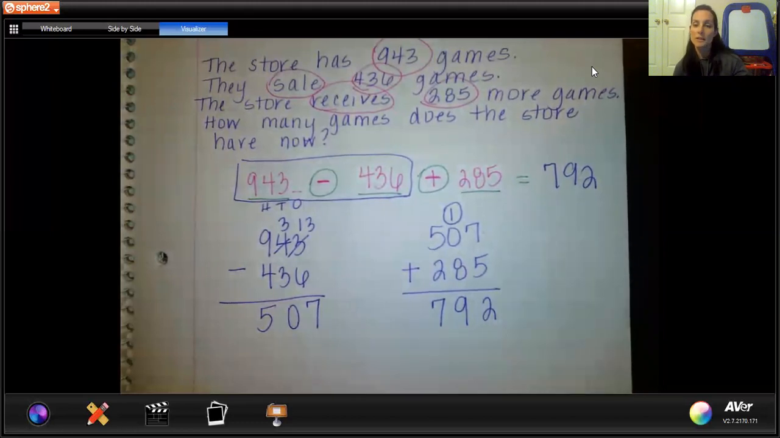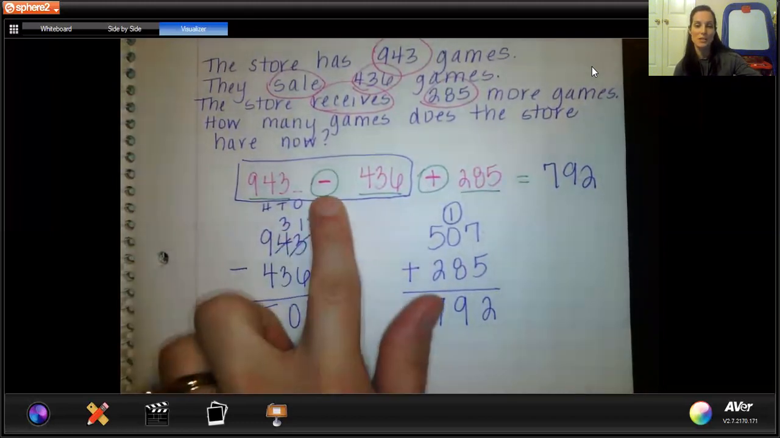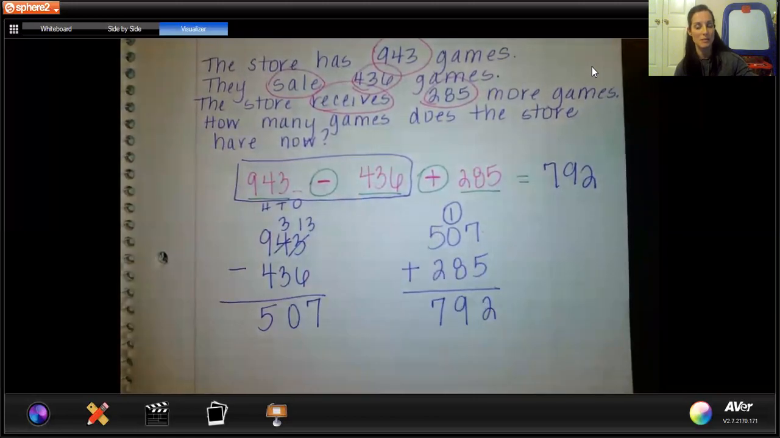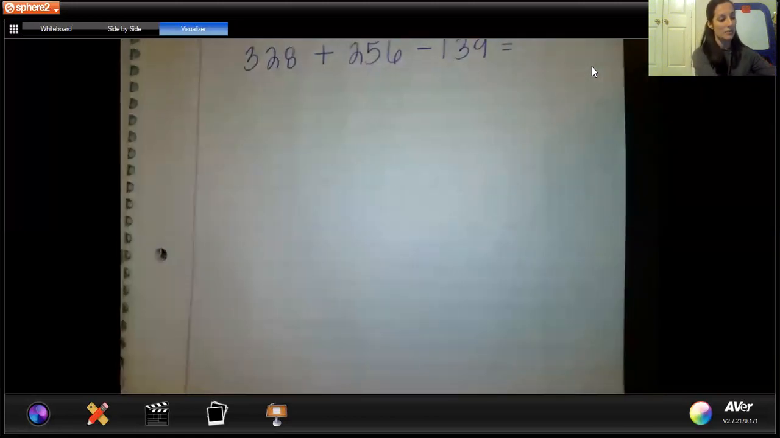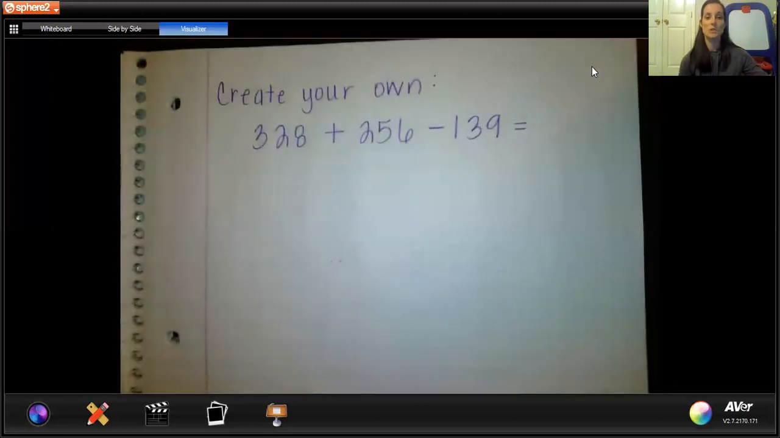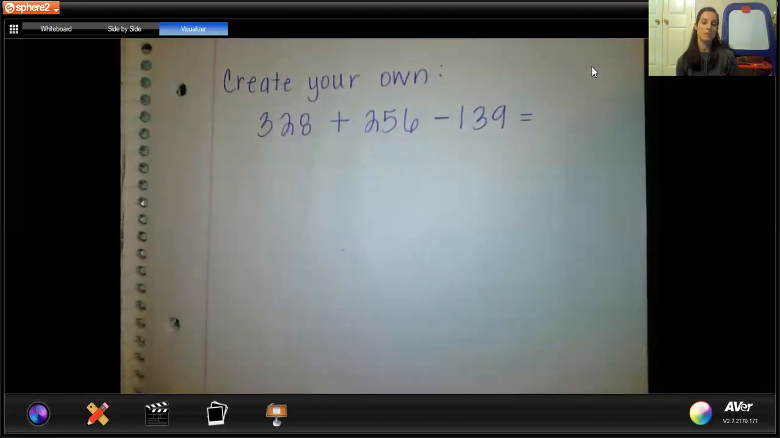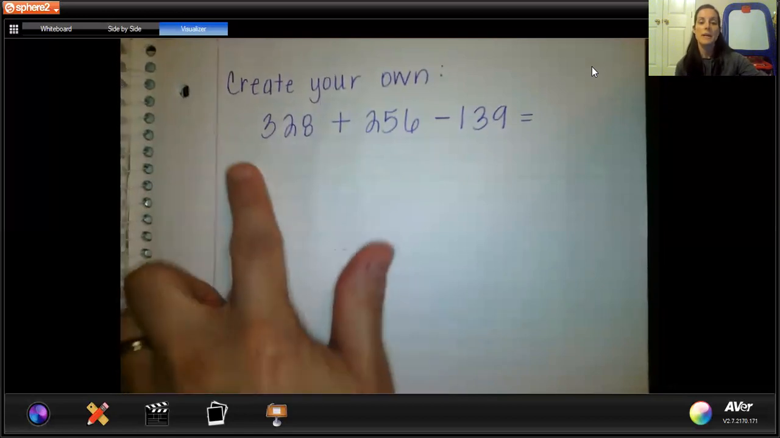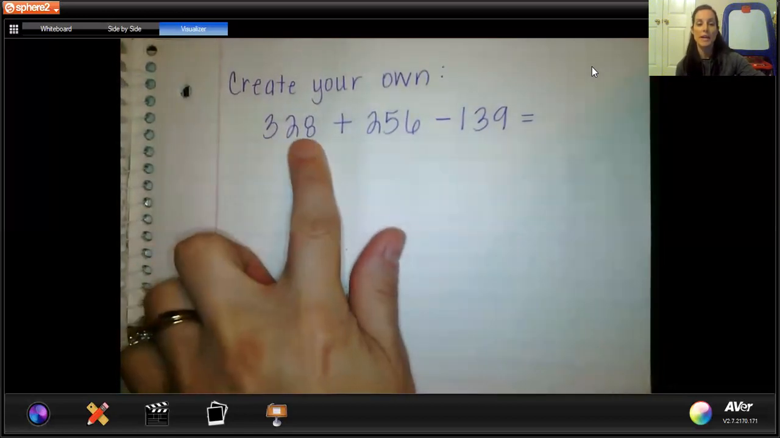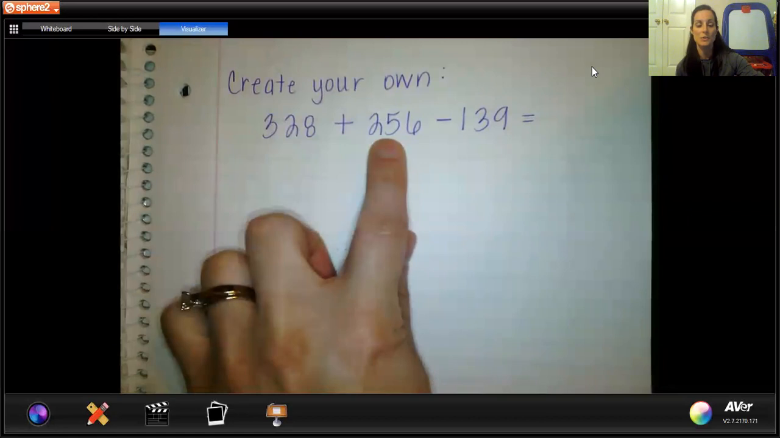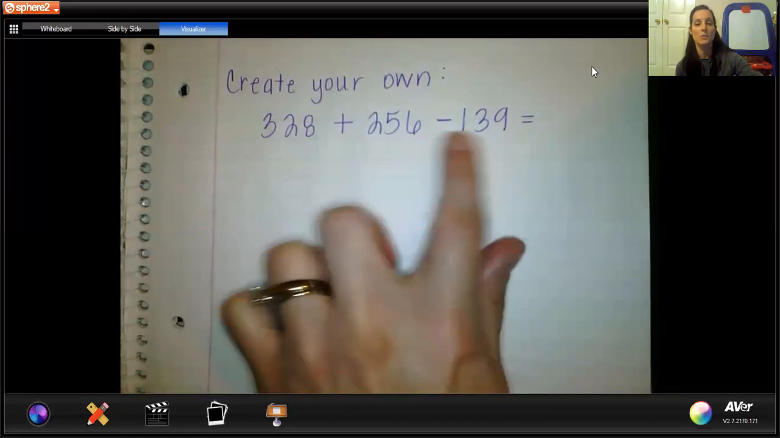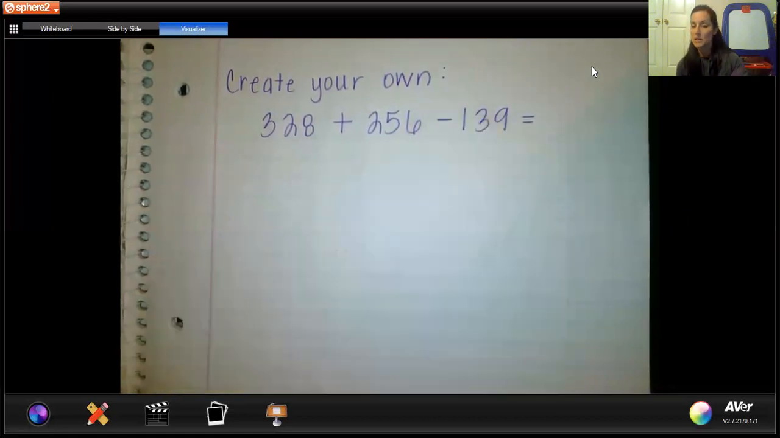So now we have done subtraction, and we just did subtraction, addition, where I mixed it up. So make sure that you are careful. Now we're going to try another problem, but you get to create your own. So here is my number sentence, 328. I want you to add 256 and subtract 139. Now you don't have to do the actual problem. You are going to create your own word problem, just like we previously.